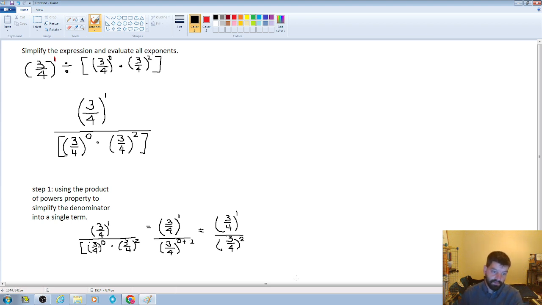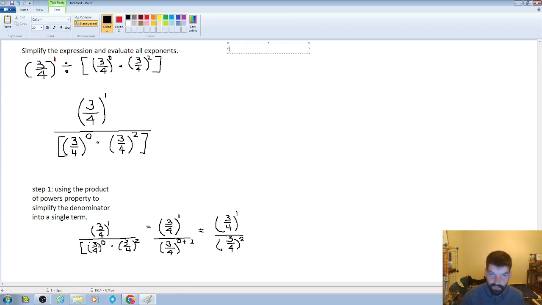And if you think about it, that makes sense, especially for the denominator, because if we did apply the 0th power property, that 3/4 to the 0 would have just become 1, and it would have been 1 times 3/4 squared, which we still end up with in our simplification. So we're on the right track, and again, you could have chosen which properties to use, whichever is most comfortable for you.